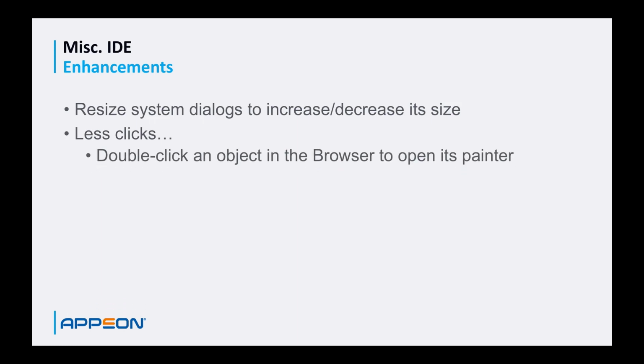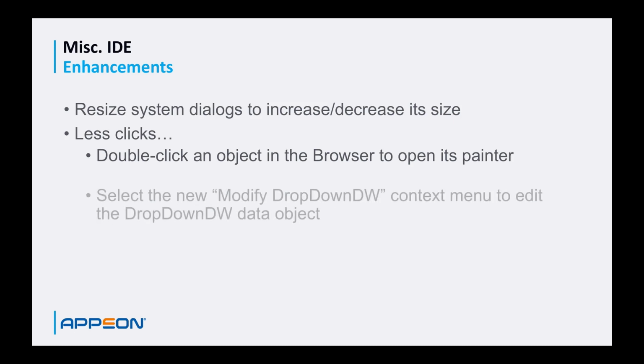So one example of that is the browser window. In the past, when you opened the browser window and located an object, you'd have to right click on that object and then select edit. Now you can just directly double click the object to open it in the painter and start editing it. So that eliminates a click.